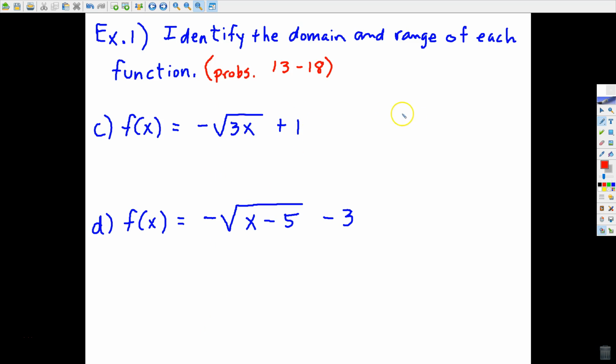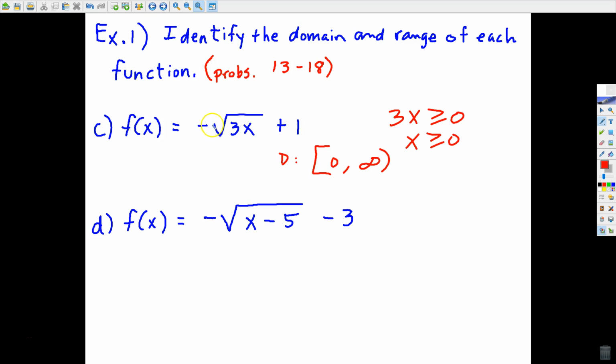To find the domain, once again, just take the part that's underneath the radical and make it greater than or equal to 0. So the domain is going to be all x that are from 0 and bigger. And once again, just getting used to seeing interval notation. There's the domain.